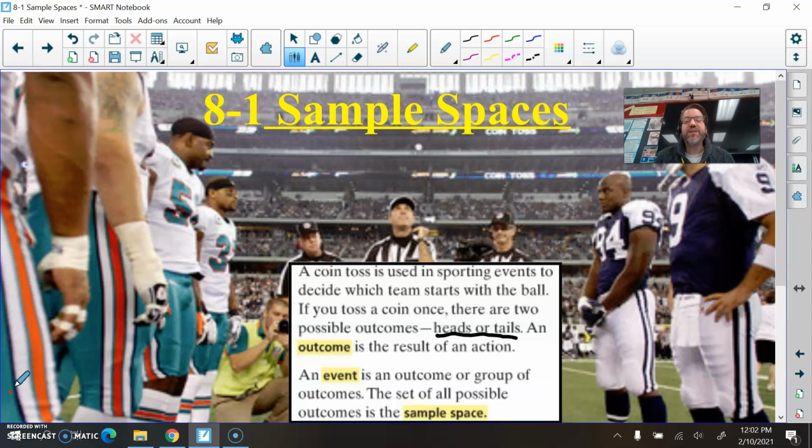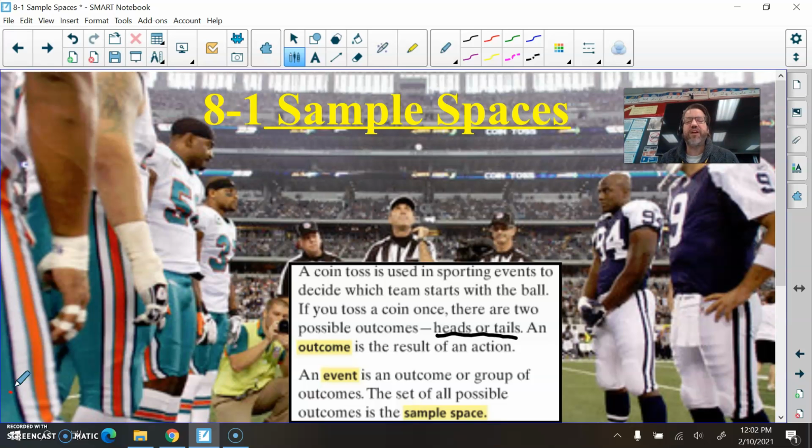An event is an outcome or group of outcomes. And the set of all possible outcomes is known as the sample space. So there you go. There's your term, your sample space. That's just where you're listing out all possible outcomes for an event.